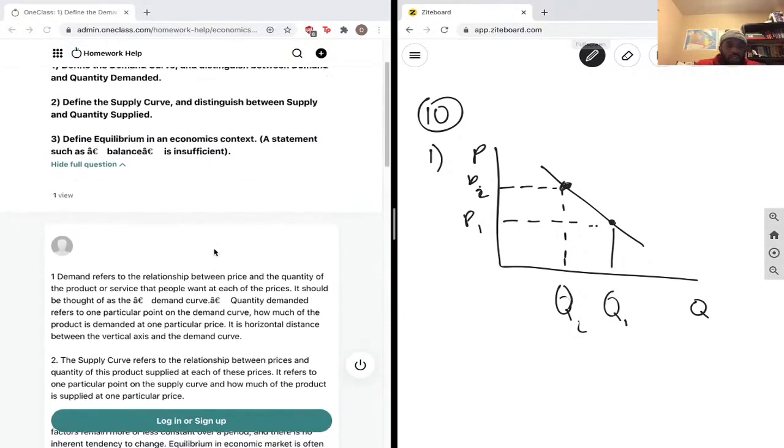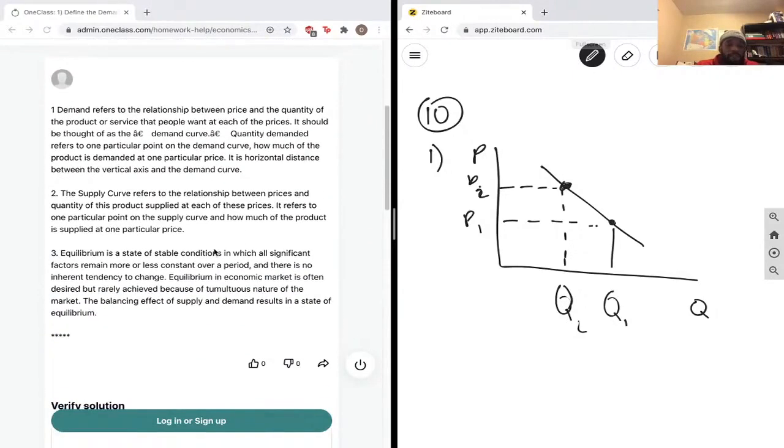And then question 2, define the supply curve and distinguish between supply and quantity supplied. The supply curve refers to the relationship between prices and quantity of this product supplied at each price. Quantity supplied refers to one particular point on the supply curve and how much the product is supplied at that one particular price. So again, much like the demand curve, supply curve would look this way because it has a positive relationship with price. Quantity supplied has a positive relationship with price, meaning as price goes up, so does quantity supplied. So this is our supply curve right here.